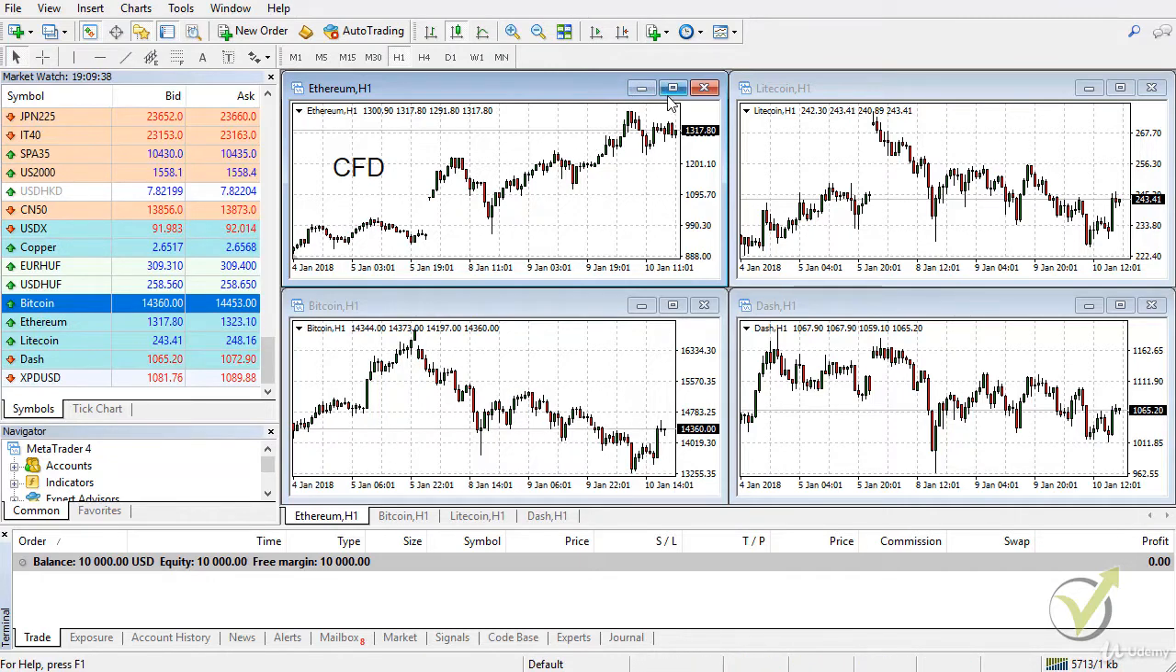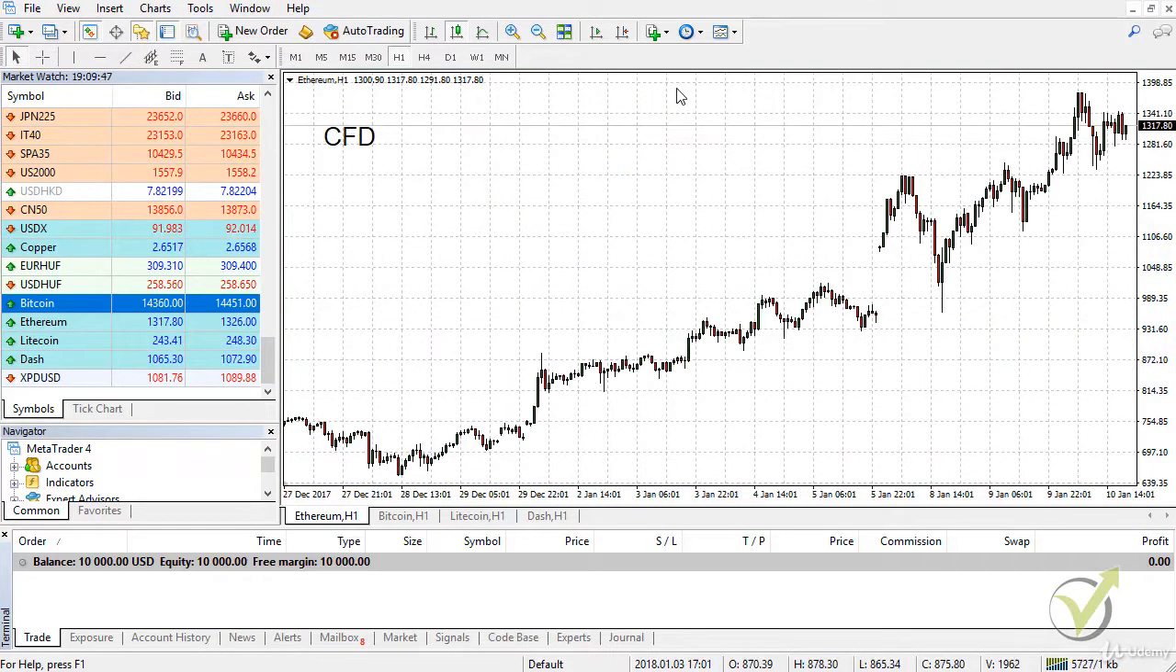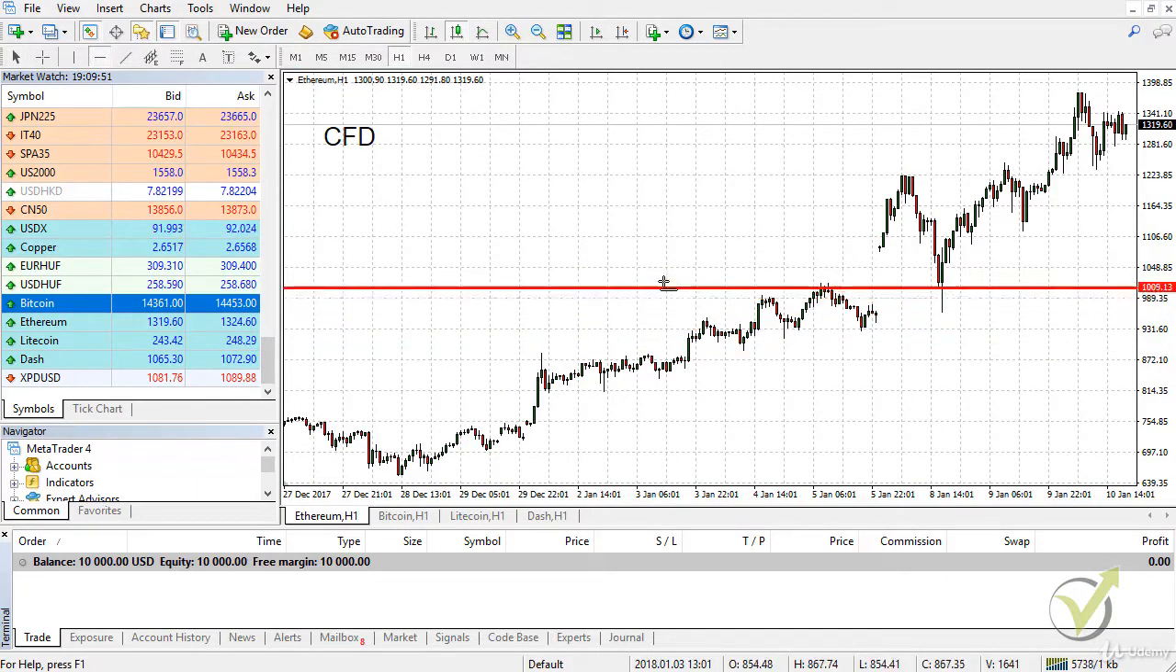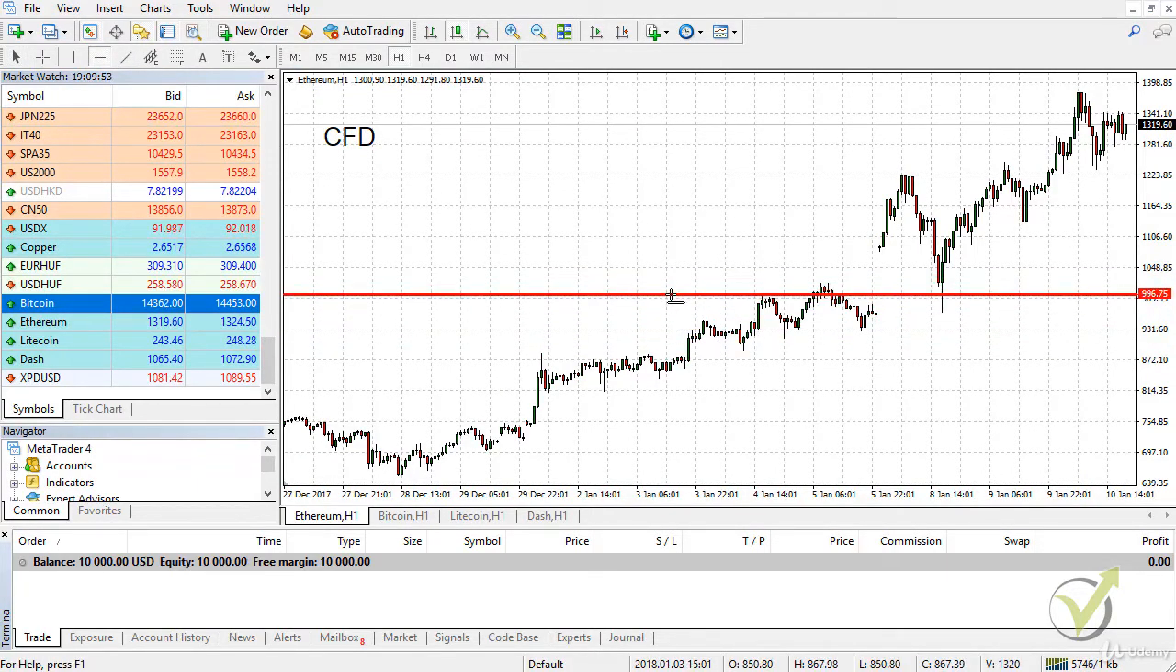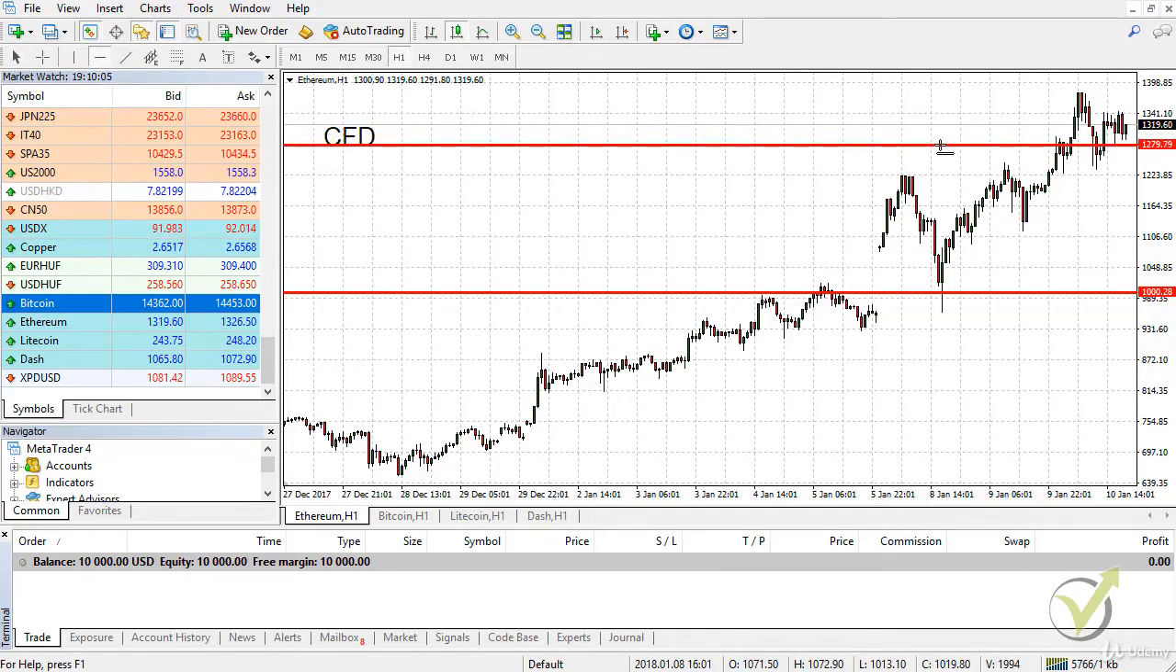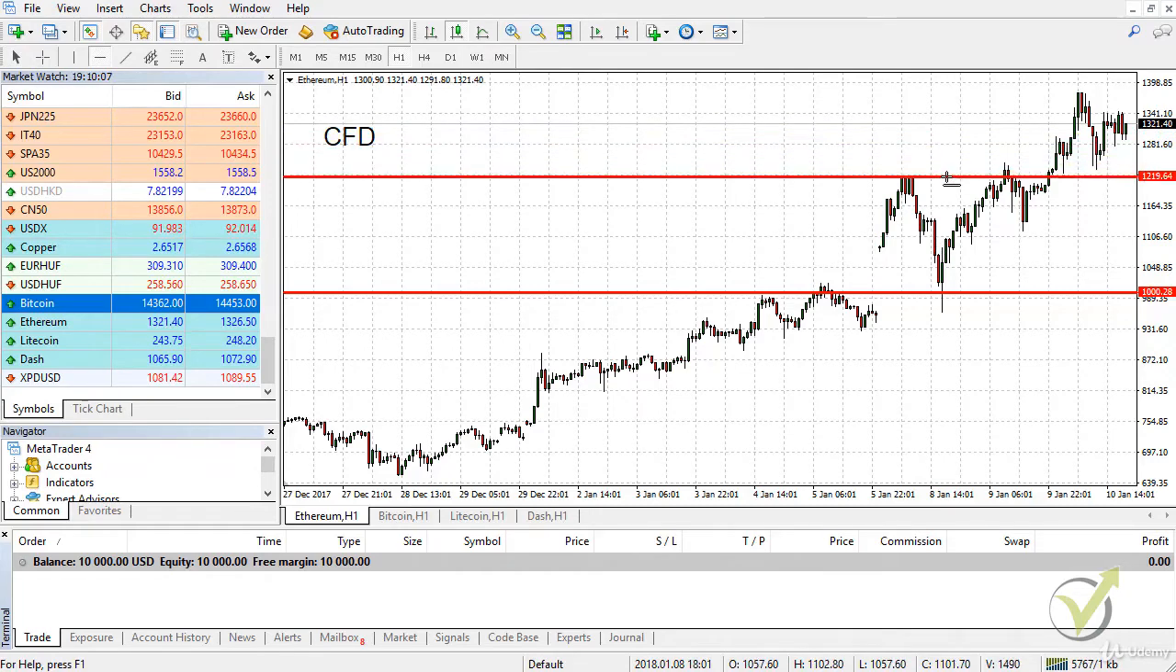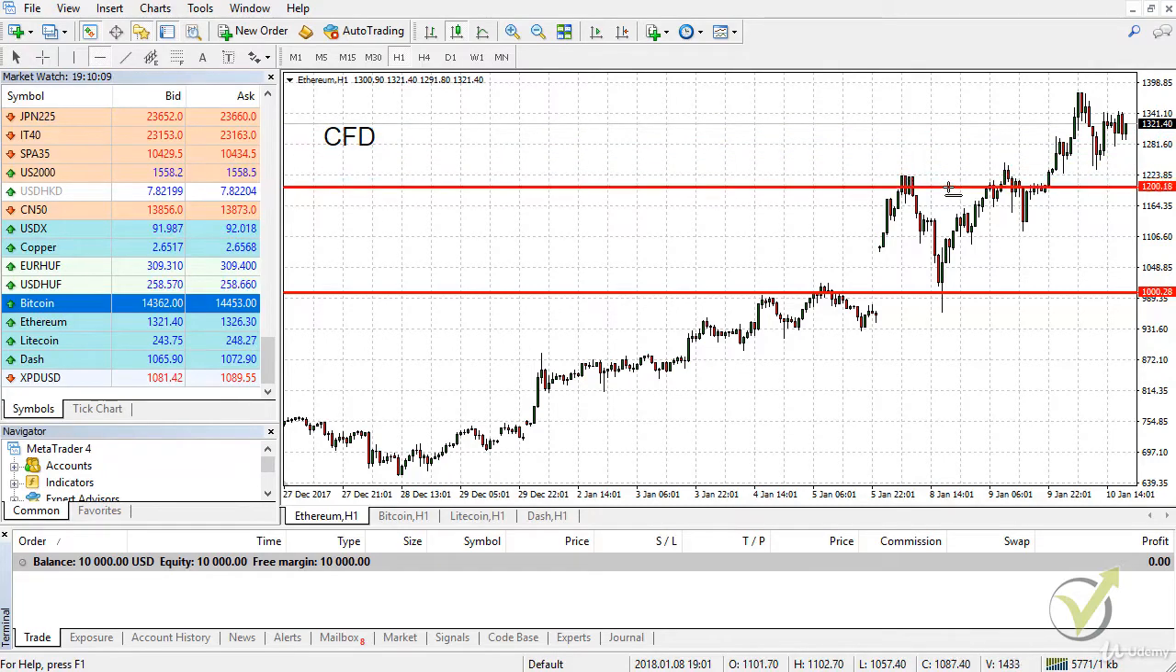So let's take an example with the Ethereum. Let's say you buy at a certain level. I will just put it somewhere randomly. Let's put it around 1000. So let's say you buy at 1000 and then the price goes up and you close your trade at 1200, for example. Where is it? Right over here. Let me just put vertical lines to make it more visual.